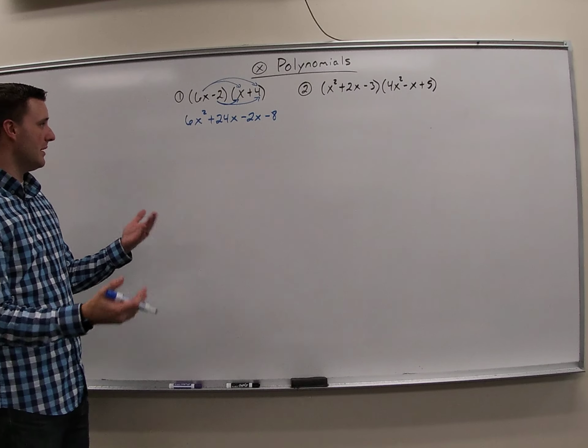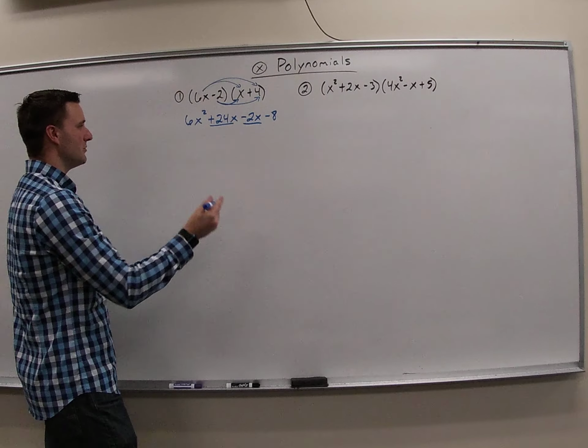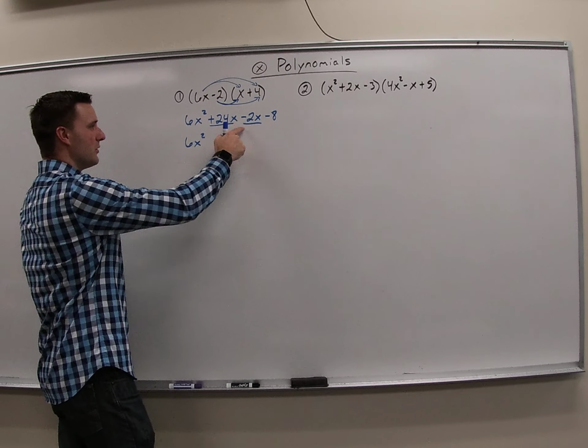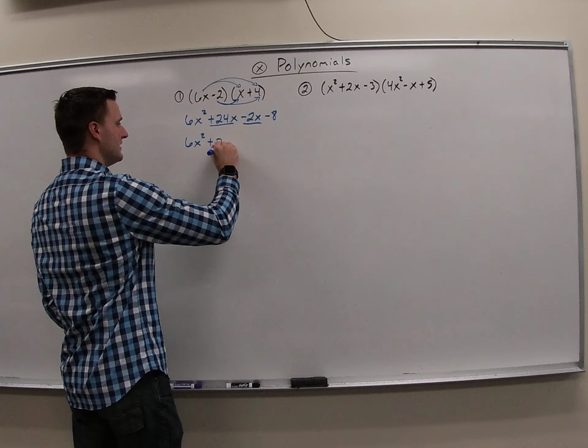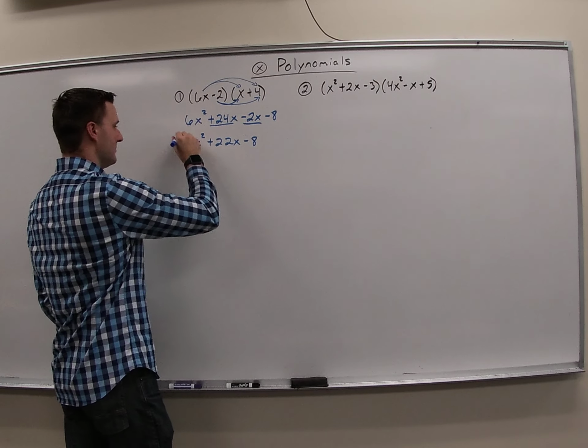And then what we remember, hopefully, is that we combine any like terms that we have. Well, in this case, we have two terms in the middle. So my 6x squared gets brought down. 24 minus 2 is a positive 22x. And then this minus 8 gets brought down.